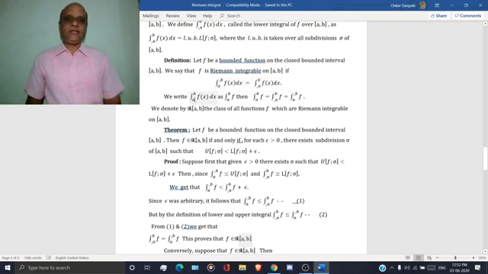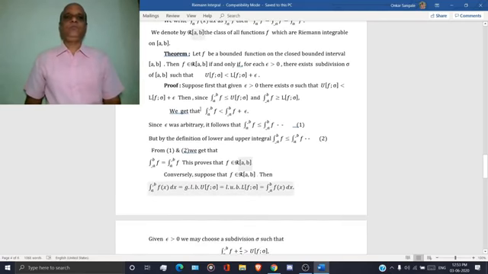We also write integration a to b of f of x dx, in short form, as integration a to b of f. Then the same can be defined as integration a to b of f is equal to the lower integration a to b of f, which is equal to the upper integral a to b of f. We denote R[a,b] as the class of all functions f which are Riemann integrable on the closed interval ab.